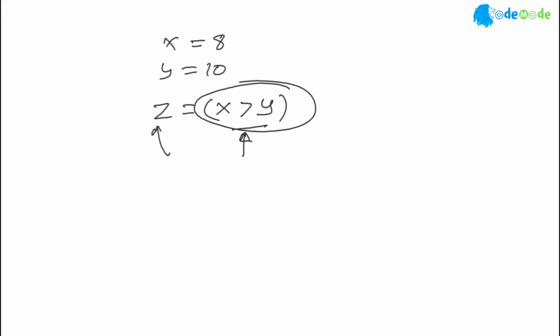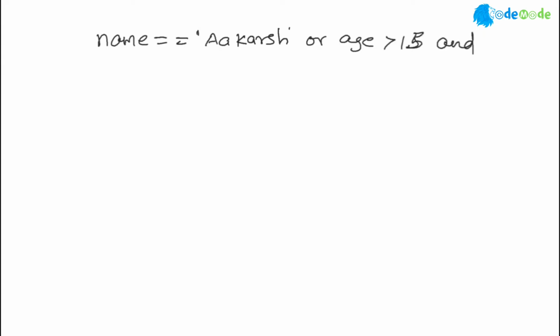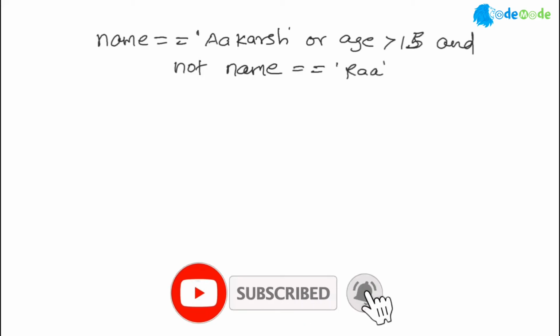The next important concept is what I call the order of precedence. So which one comes first? Suppose I say name equal to Akarsh, or age greater than 15, and not name equal to Rahim, right? I created 3 conditions here.